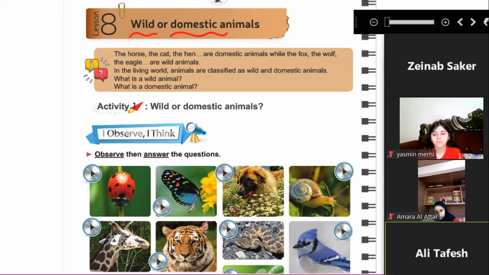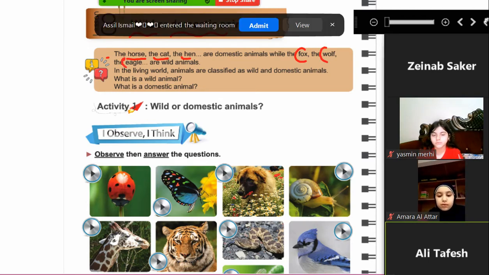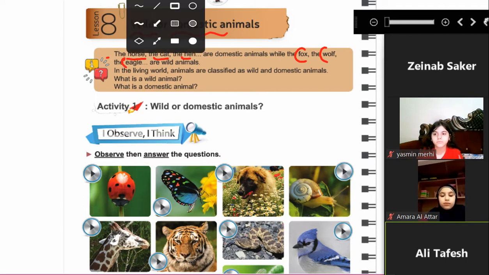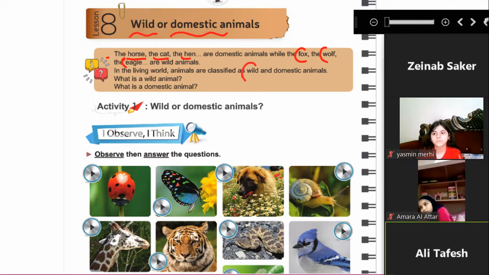Let me please first start reading this paragraph. The horse, the cat, the hen are domestic animals. While the fox, the wolf, and the eagle are wild animals. So, in the living world, animals are classified into two groups, wild and domestic. What is a wild animal and what is a domestic animal?